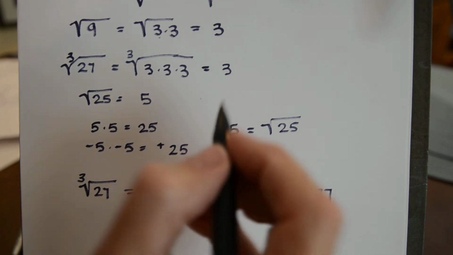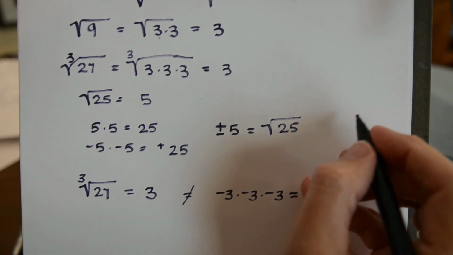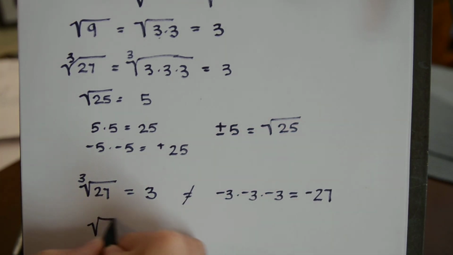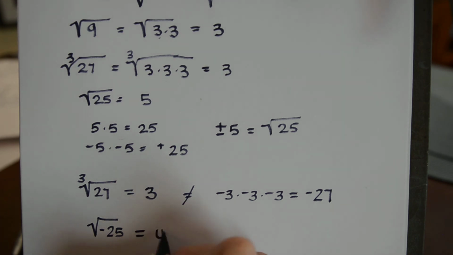Up here, I could never have a negative square root. This is something that is undefined. Let me put that down here. So the square root of negative 25 is what they call undefined.